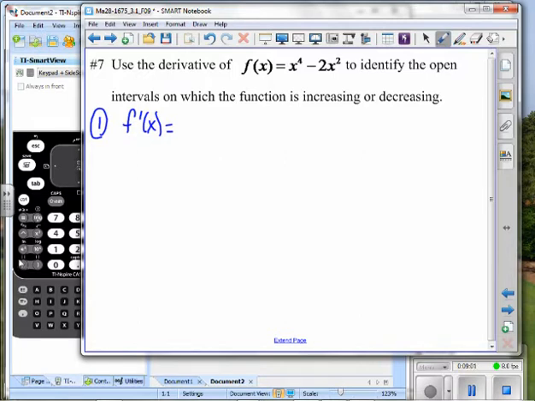It's one of the easier ones you've had to deal with. There's no composite functions, no products, no quotients, no chain rule. Four x cubed minus 4x. Okay. Use it to identify the open intervals on which the function is increasing or decreasing.